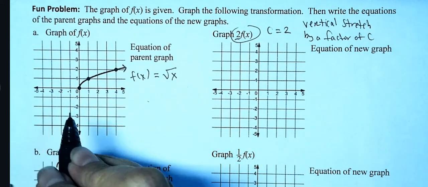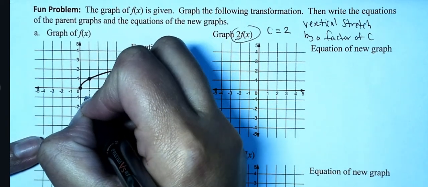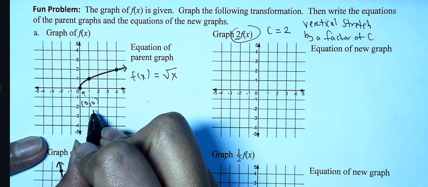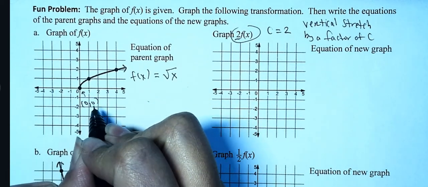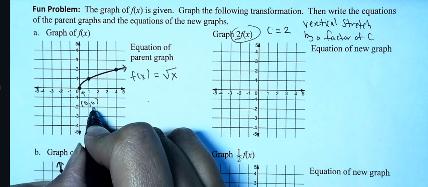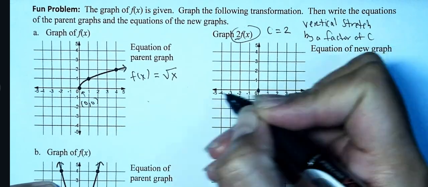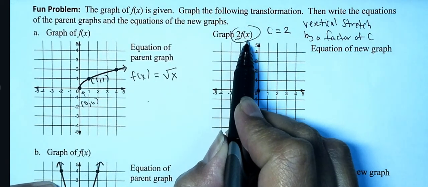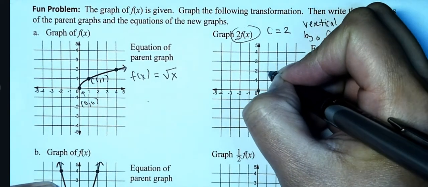Let me go ahead and label these ordered pair solutions, the ones that are highlighted. The first one is at the origin, so I'm at 0, 0. If we multiply the y value by 2, 0 times 2 is 0, so that's still 0, 0. The next one is 1, 1. But we're multiplying the function value by 2. 1 times 2 is 2, so that should bring us to 1, 2.